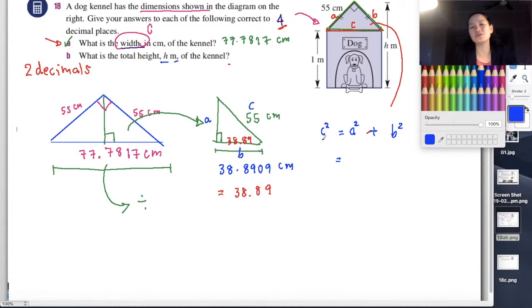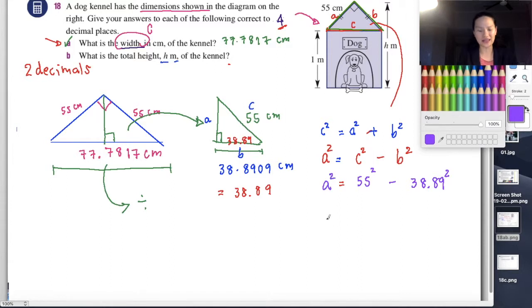Okay, I could move the equation. I put A squared here and B squared over there, and then I split it. So it turns out A squared equals C squared minus B squared. So A squared equals 55 squared minus 38.89 squared. And then you just use your calculator.